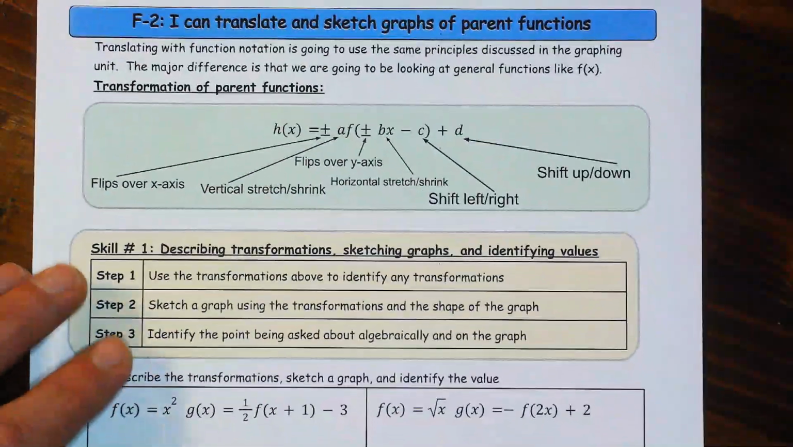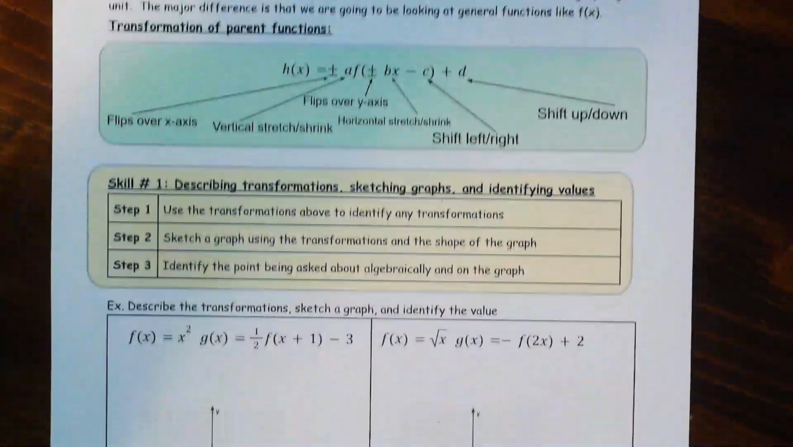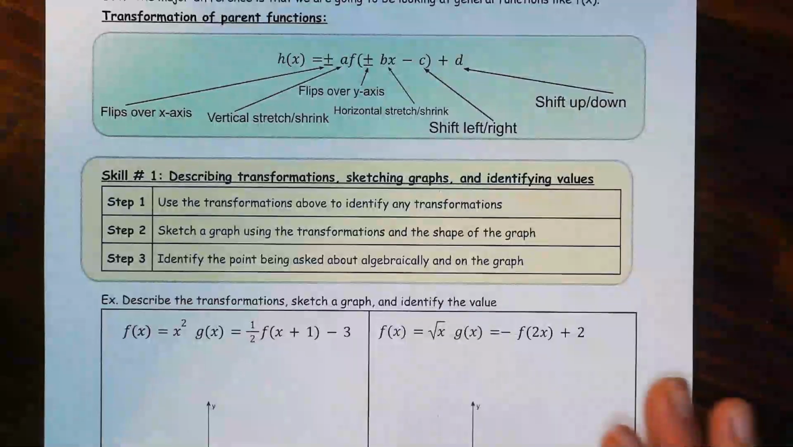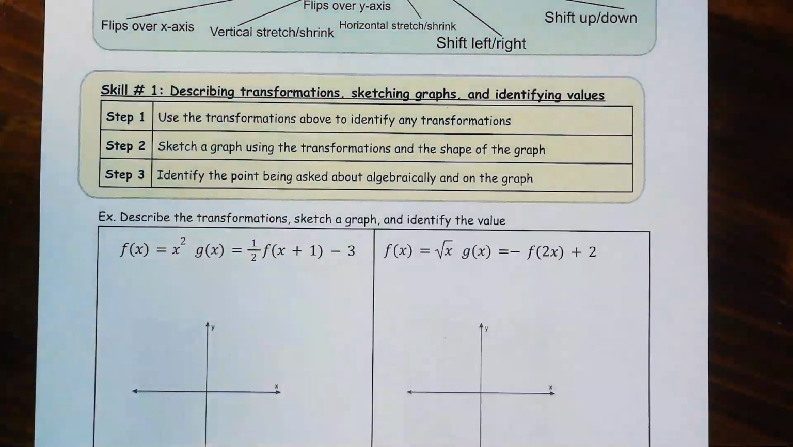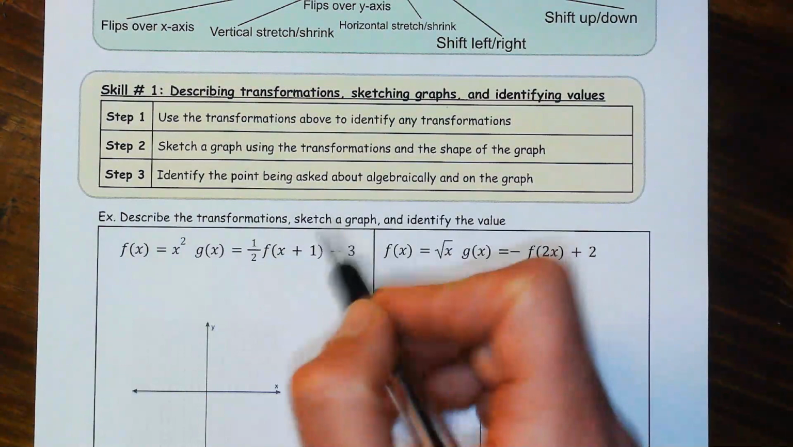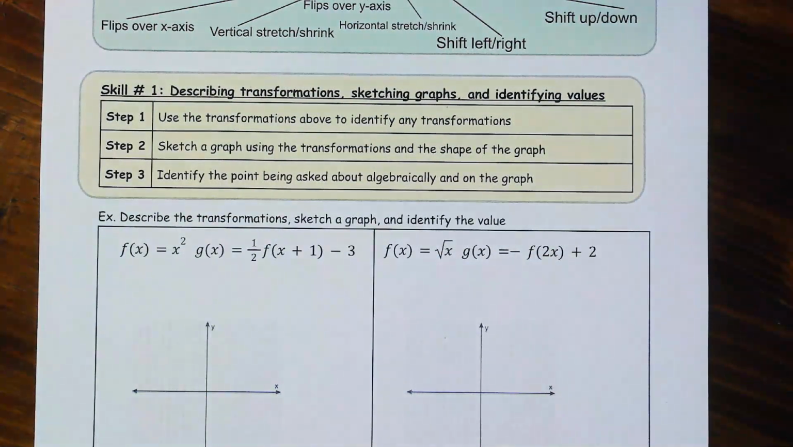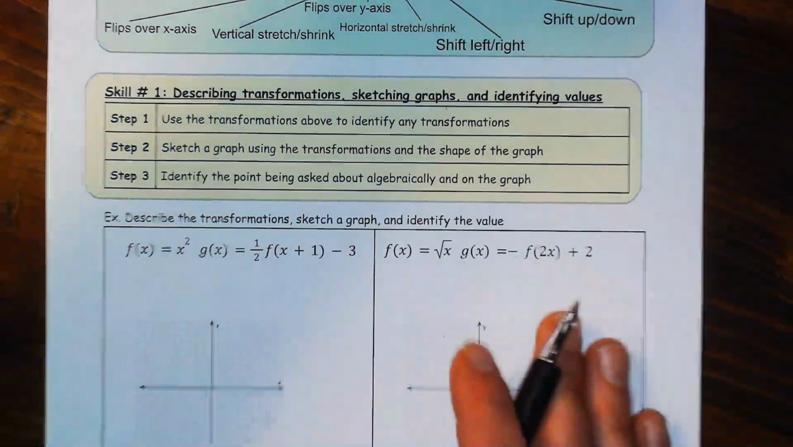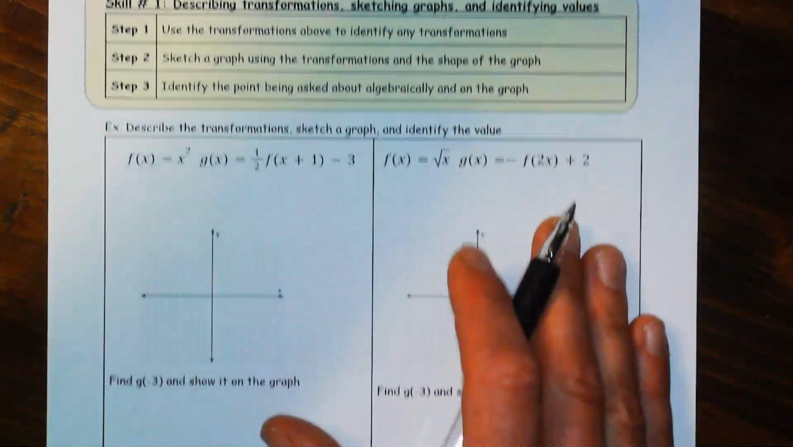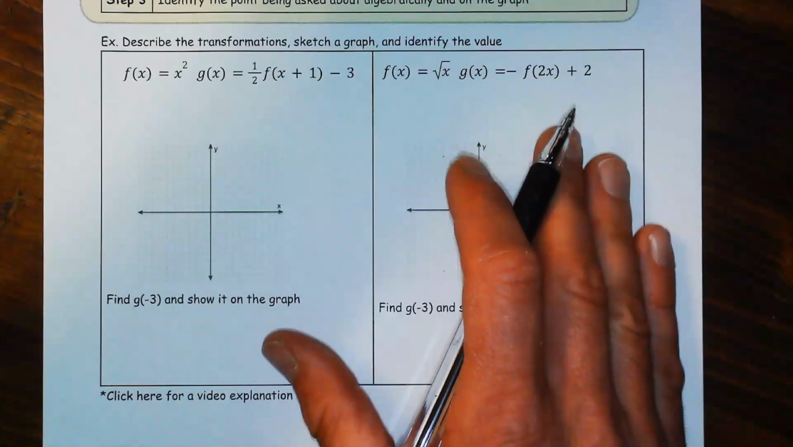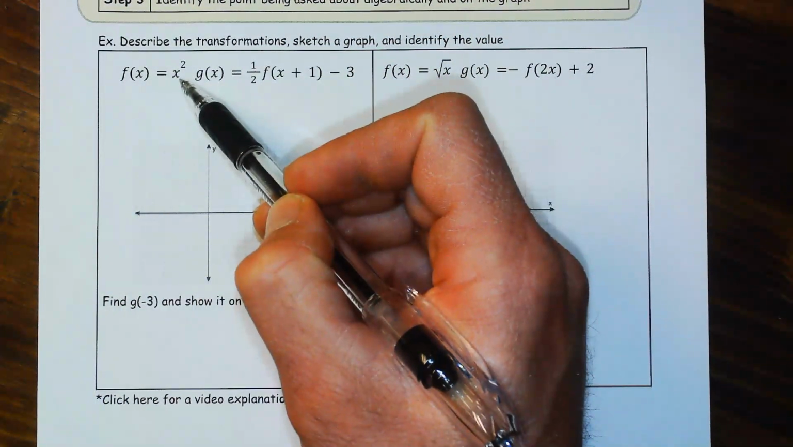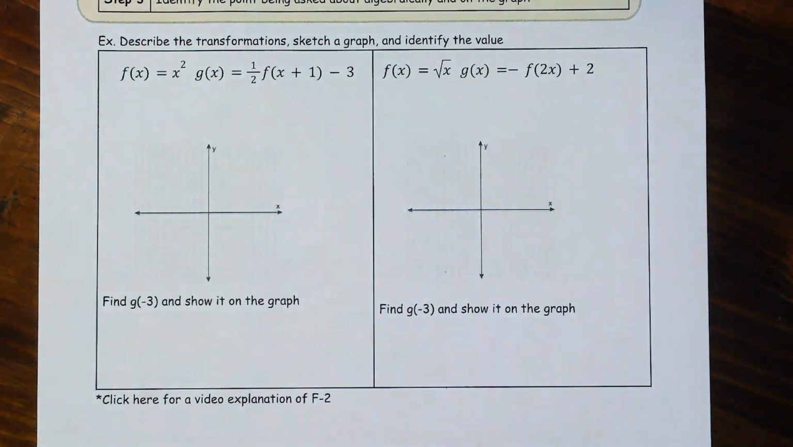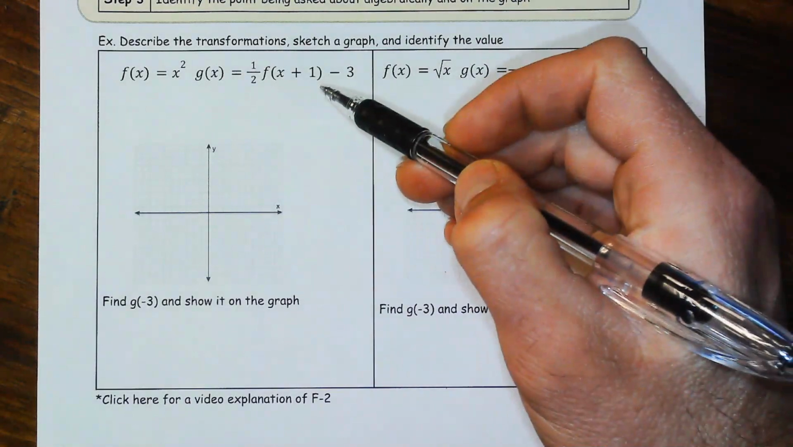So basically what we're going to do is use the transformations above to identify any transformations. So I'm going to write them out. And then describe the transformations, sketch a graph, and then identify the value. This first part's a little bit challenging to read right at the very beginning, so I just want to translate that. Basically, this is saying f of x is equal to x squared. So what that tells me is that I'm going to end up having a parabola. And then g of x has my transformations.